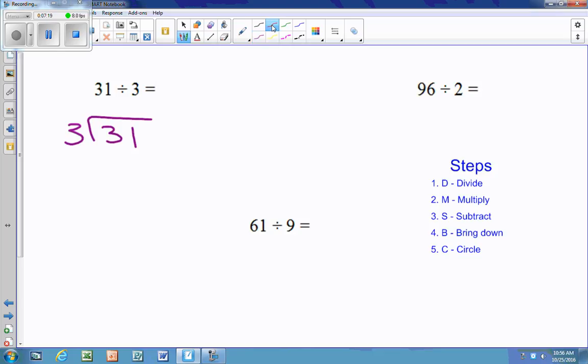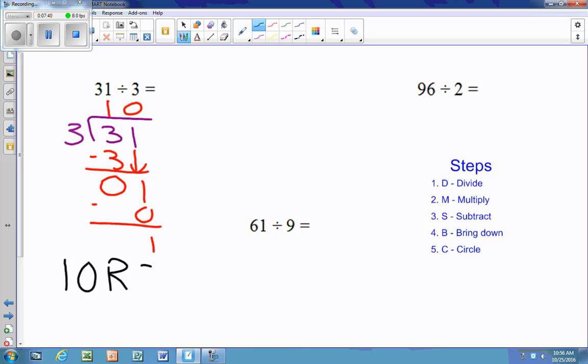How many times can 3 go into 3? It goes in 1 time. 1 times 3 is 3. We subtract. We have a 0. We bring down the 1. How many times can 3 go into 1? It goes in 0 times. So we're left with a remainder. So then we write our answer as 10 remainder 1, or 10 and 1/3.